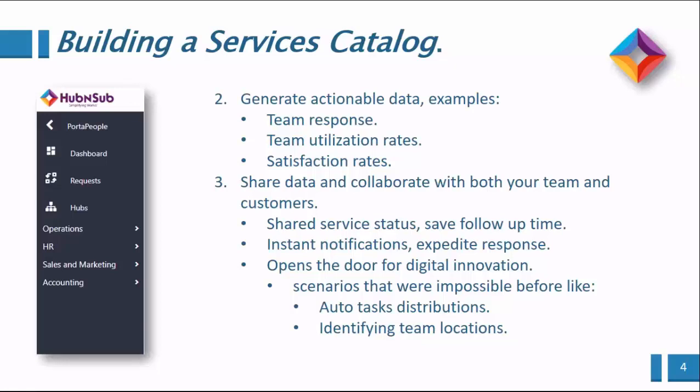What is very important here is instant notification. As we have seen, instant notification opens the door for digital innovation, because of scenarios like auto task distribution, and in HubnSub we provide tools to distribute tasks on teams automatically using AI techniques. That was never possible without digital service providers. Identifying team locations, all of these are possibilities that were never available before digital service providers, like what we provide here in HubnSub.